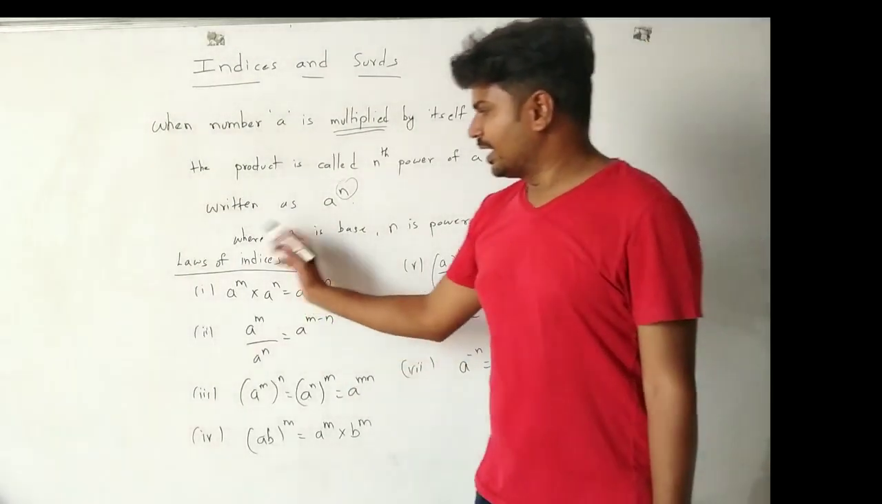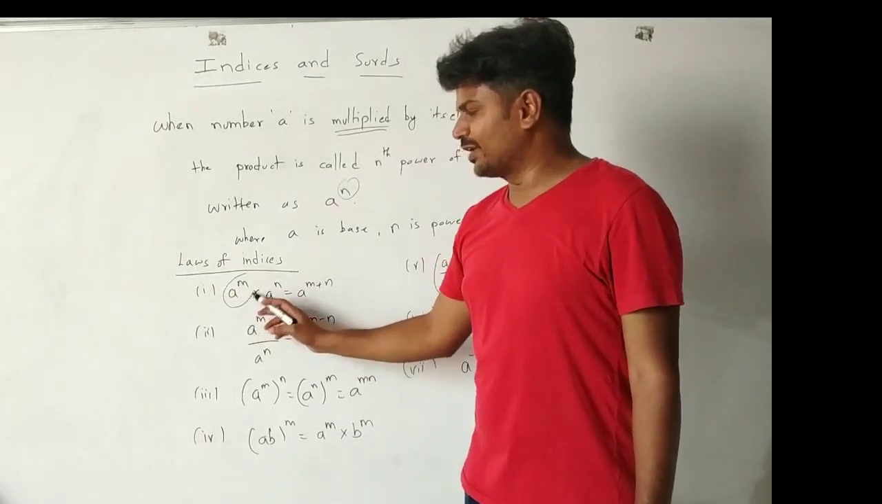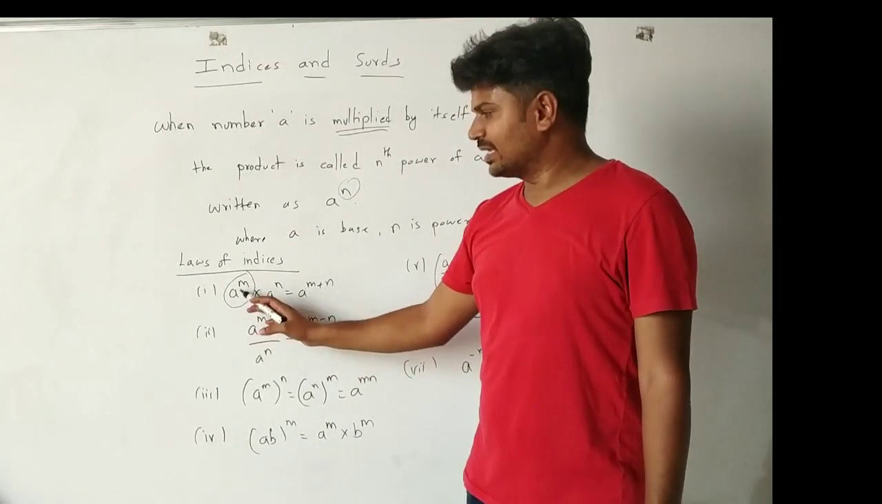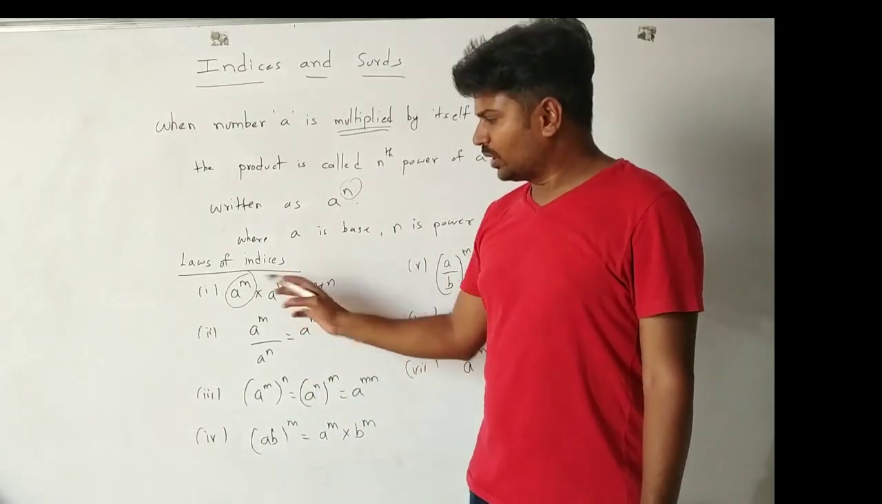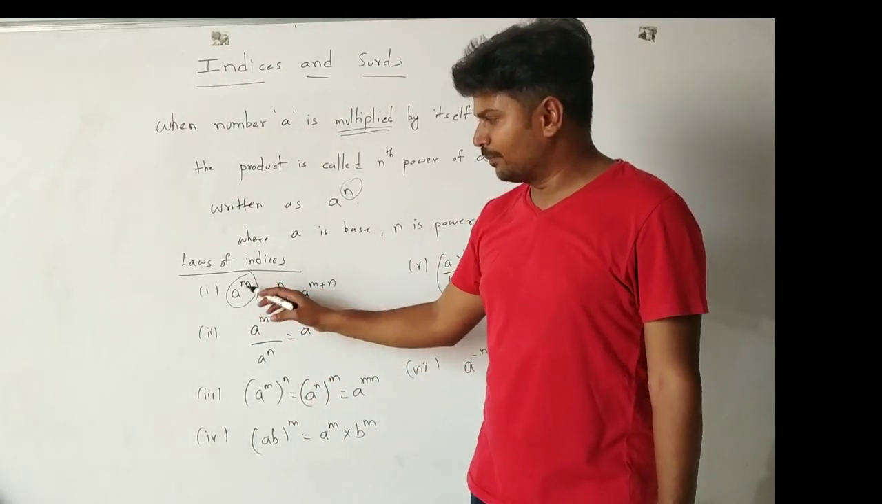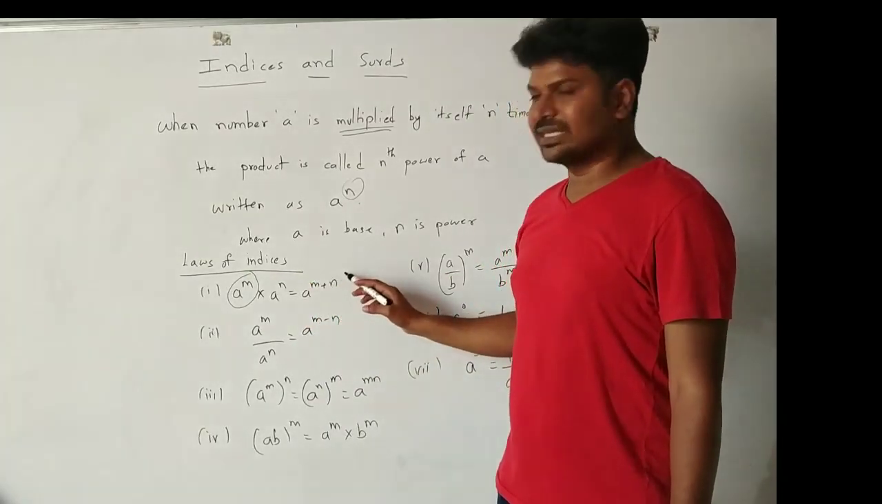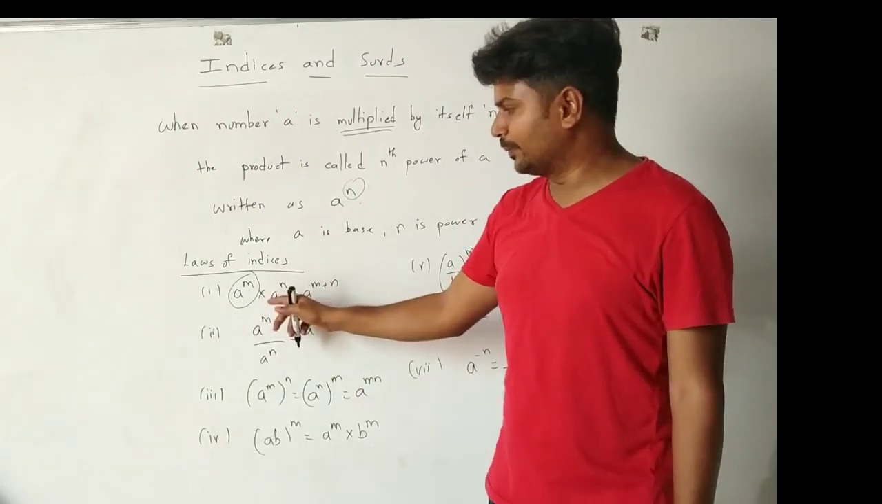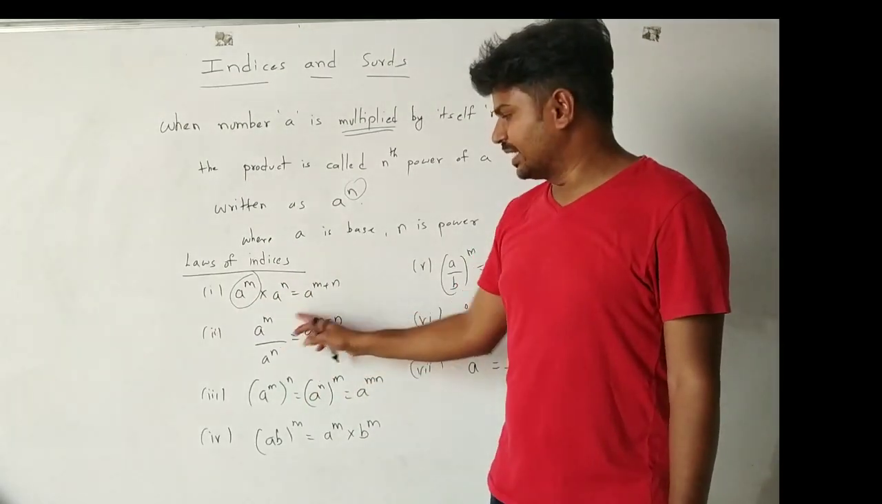Here a power m into a power n is equal to a power m plus n. What is the meaning of a power m here? a is m times here, and a is n times here. So total, how many a's are there? We have m times here and n times here, so the total is m plus n times. So when you are multiplying, the times get increased. When you divide them, the times get decreased.